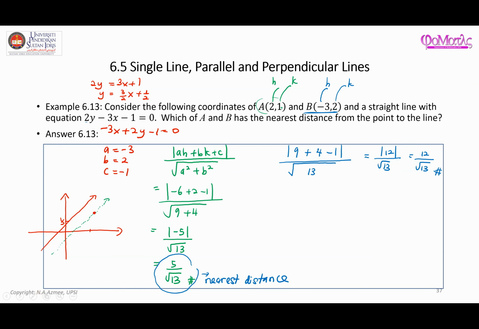So I'm going to explain to you another way of looking at this problem, or another way of finding the nearest distance from, if you have two parallel lines, or if you have one point to another line. Okay, so this is what I'm going to do next. Let me just erase some part of this slide here. So now let's look at another method of finding the nearest distance.